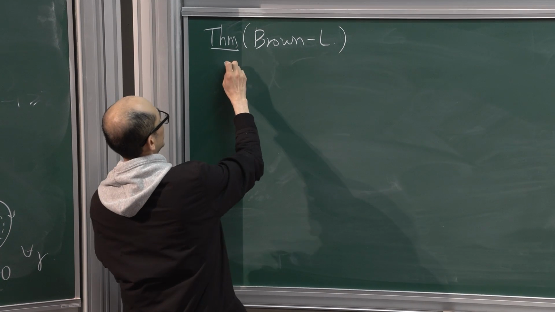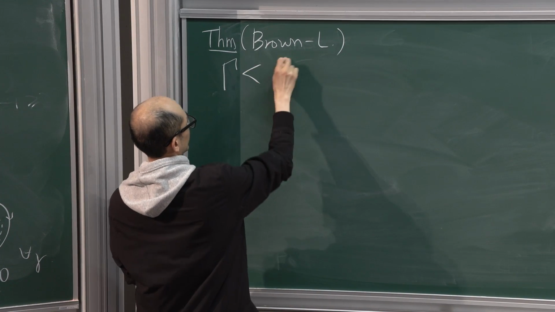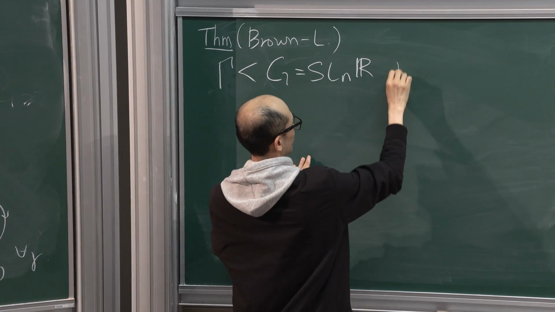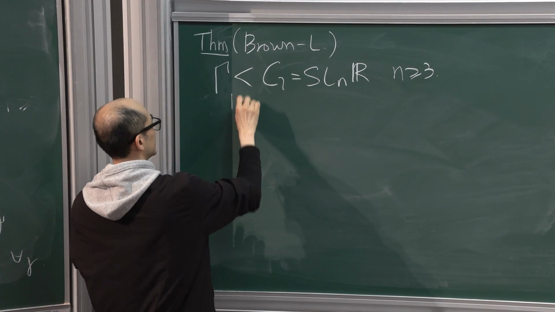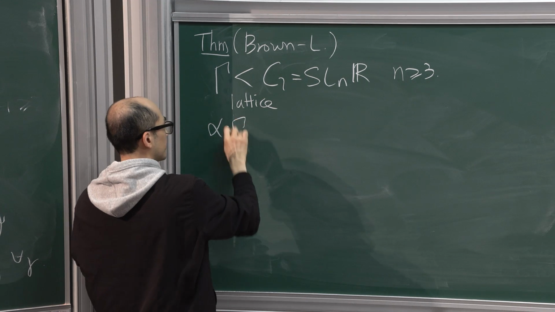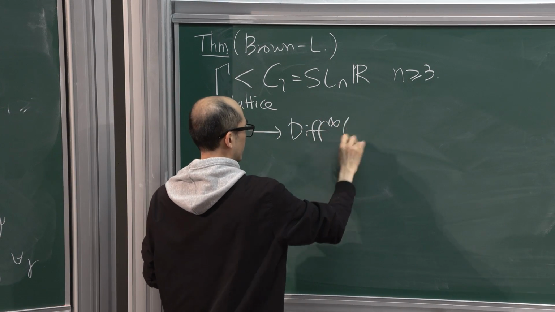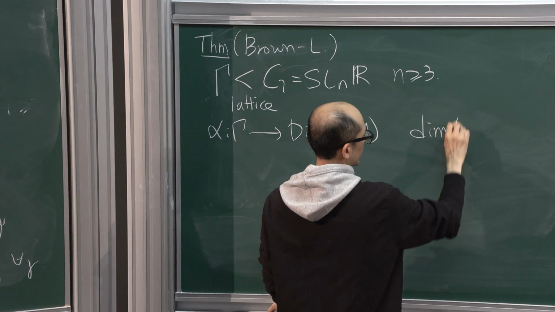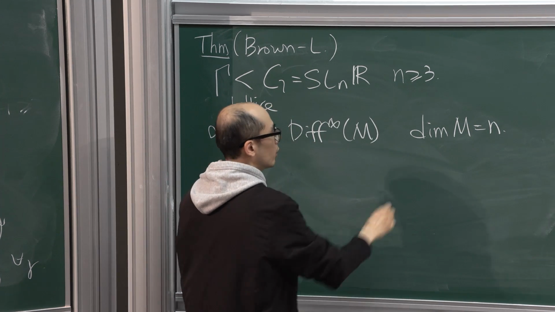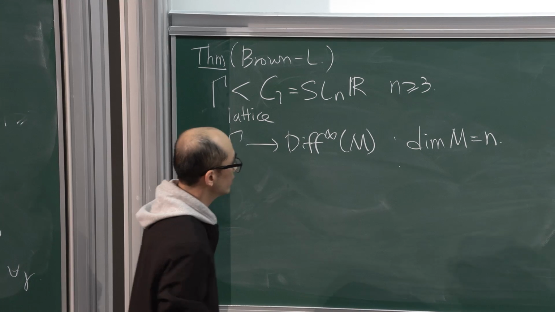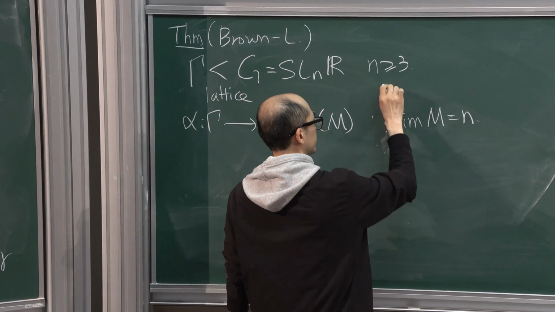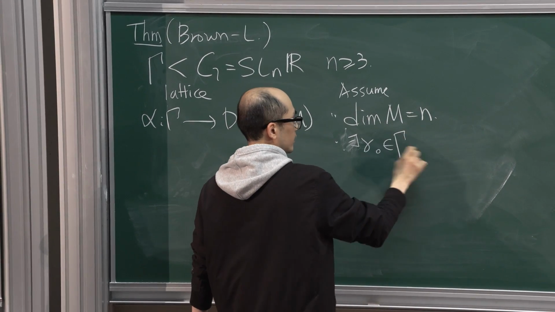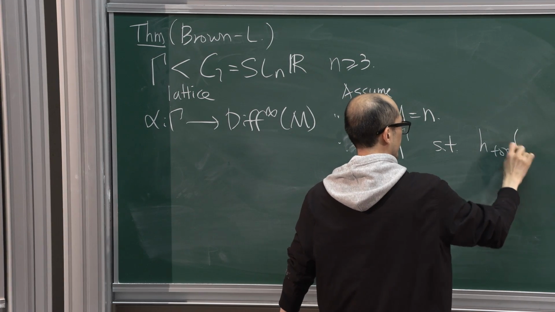And now here, I don't want to restrict my lattice to SL(n,Z) on purpose. So this is a lattice, and again, I have a homomorphism from gamma to the diffeomorphism group. And now let's just assume that the dimension of M is n. But now I want to also see the chaotic behavior. So assume that there exists gamma naught in gamma such that it has positive topological entropy.